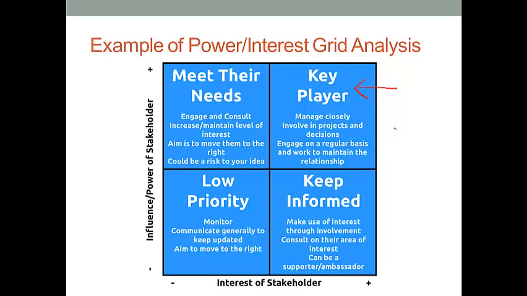Let's talk about the second group, the one on the bottom right corner, this group. This group has a strong interest in our project, but they don't have a very strong influencing power in our project management. Can you give me an example of this group? I think team members are a good example.